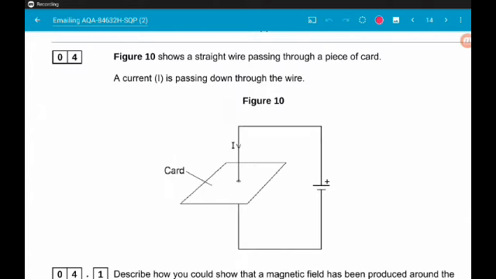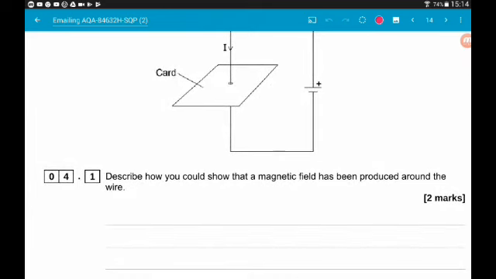Okay, question 4. Figure 10 shows a straight piece of wire passing through a piece of card. A current I is passing down through the wire. We are asked to describe how we could show that a magnetic field has been produced around the wire.